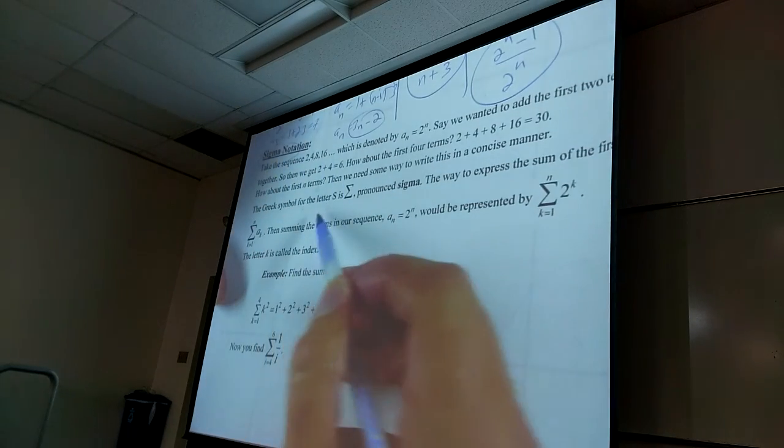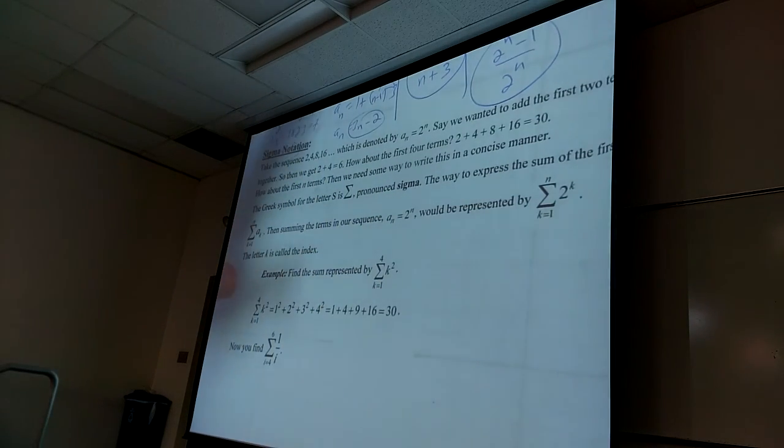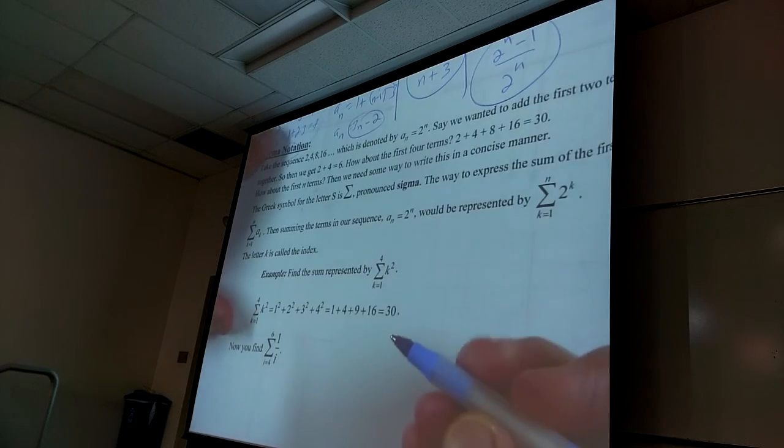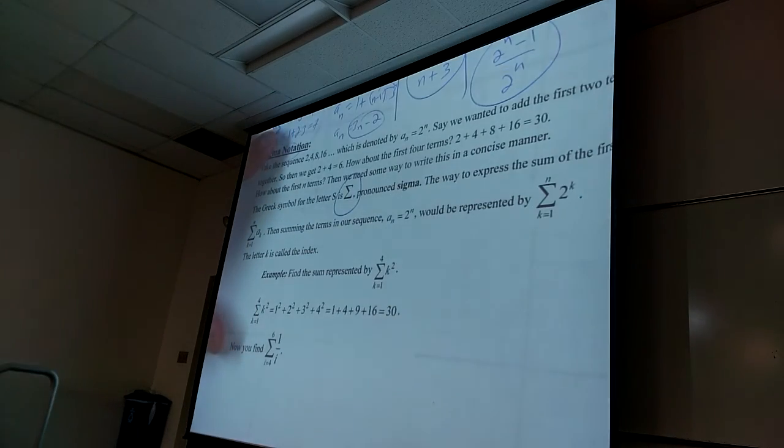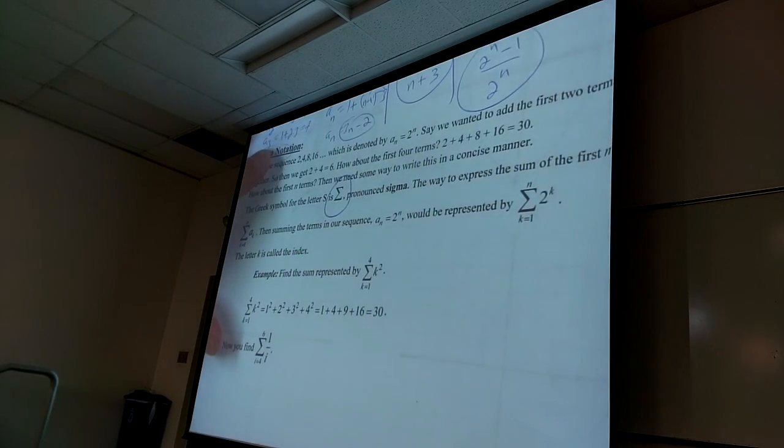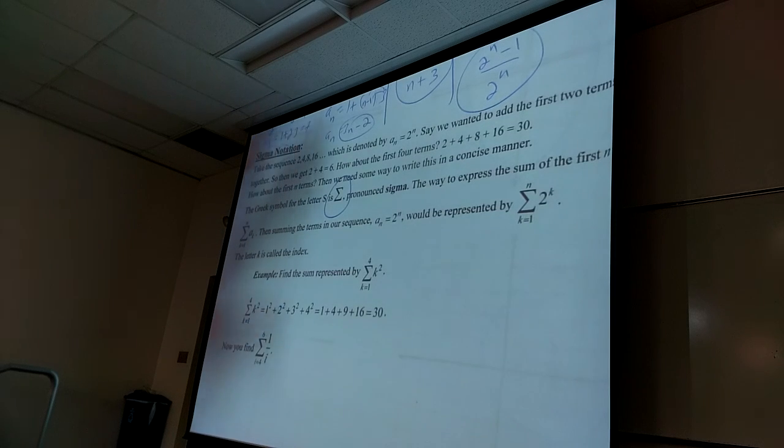Sigma notation. Do you remember if I actually said that word? Sigma, it's the Greek letter sigma. This guy. And like anything, like logarithm, you just have to understand what the symbol is asking you.